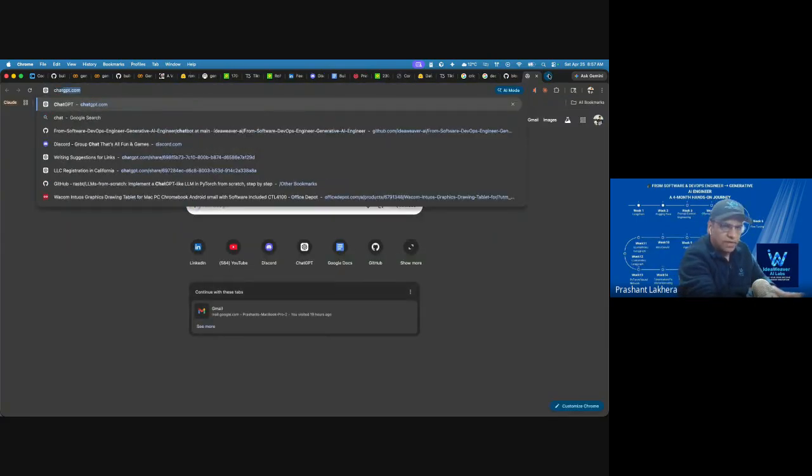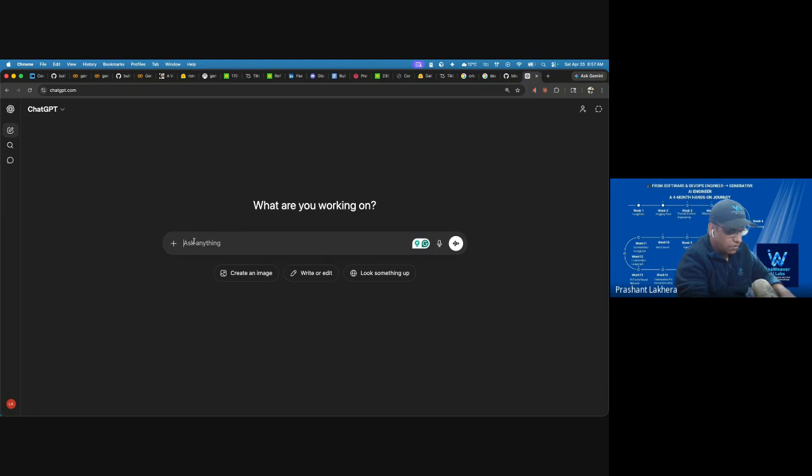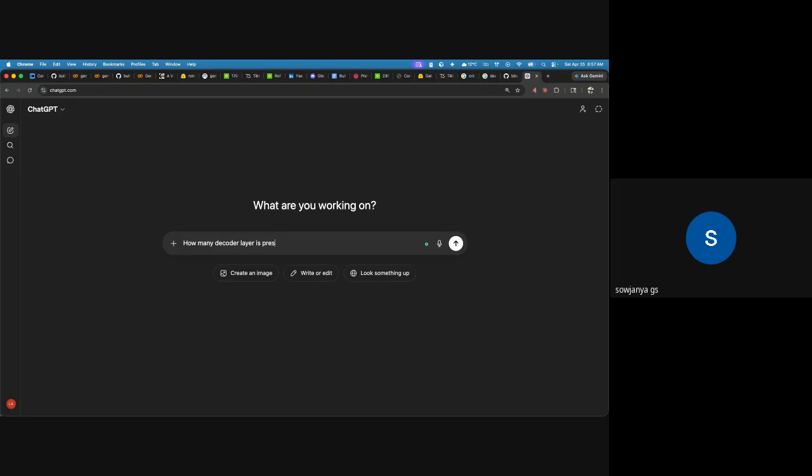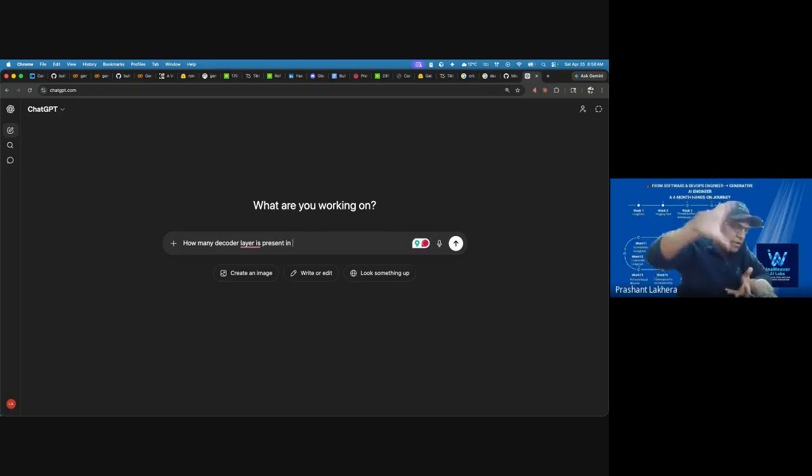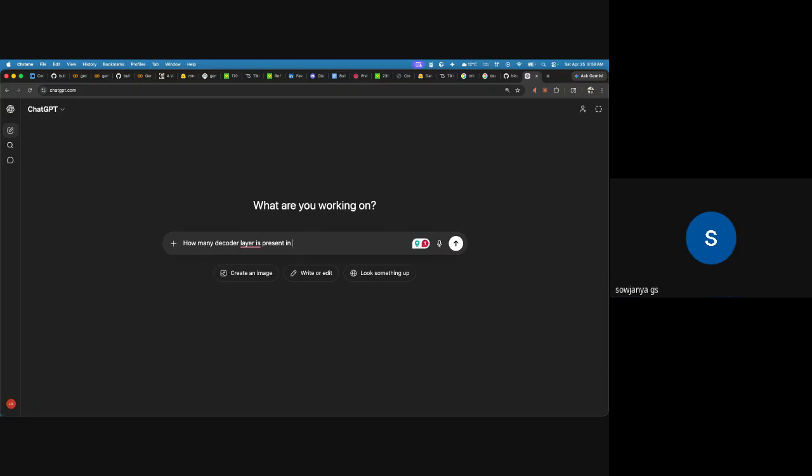Let me ask, I think I've asked this question earlier. Decoder layer. So each step is a layer. Yeah, it's a layer. Layer means the whole decoder block. Yeah, each one decoder block is a layer.